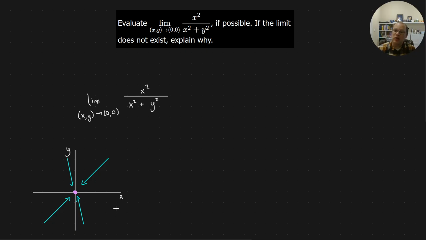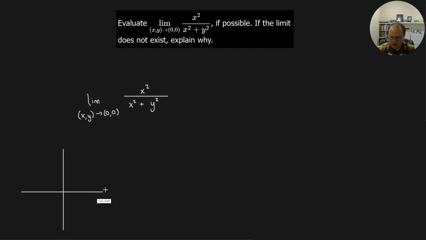So a great way to show that a limit doesn't exist is to find two directions where the limit does not agree. All right, and that's often a good strategy to start with when dealing with a problem like this. So what I'm going to do is start looking in a few different directions.